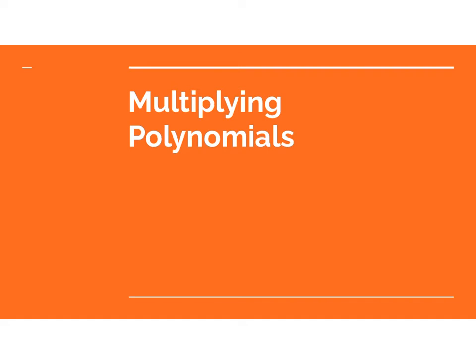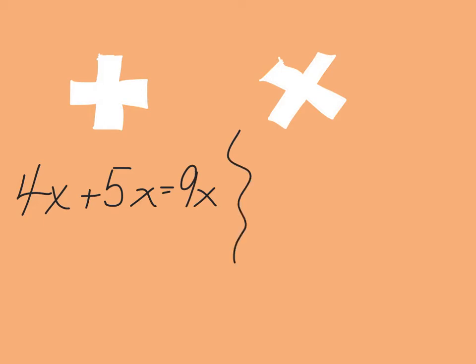In this lesson, you will learn how to multiply polynomials together. Just keep the following straight in your mind as you are performing polynomial multiplication. In order to add, you must have like terms. So this would equal 9x. You combine your coefficients and you keep the variable part.